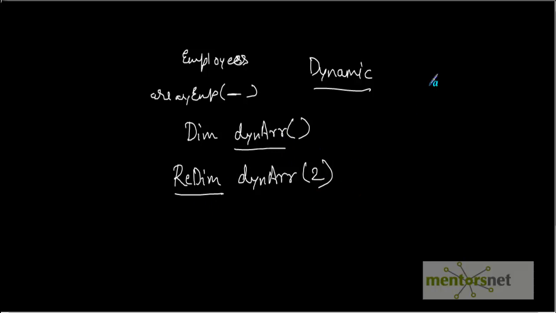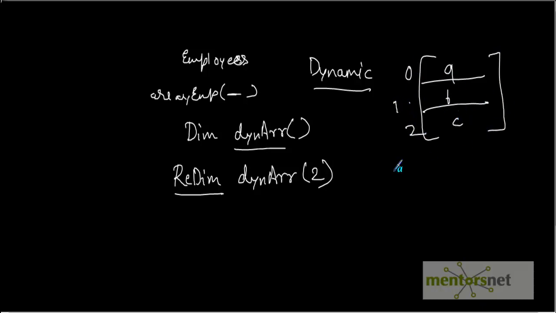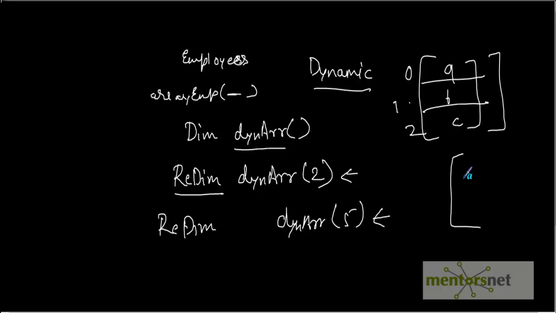So now your array will become like this: 0, 1 and 2. Okay, let's say here values are A, B and C. Now again this becomes a fixed size, but let's say tomorrow your employees increase by 5. So you can do it like this: redim dynamic array as 5. Okay, but what happens now? This time the contents get deleted. It will become like this: 3, 4, 5. Again, new values you have to insert from 0.